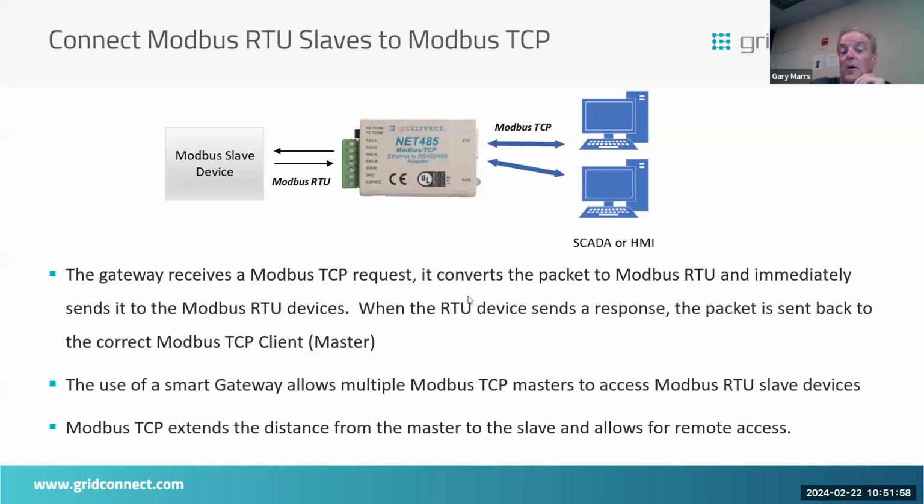This works in bridge mode, so a Modbus TCP client request would get immediately sent through the RTU network to the slave device, and then the client will wait for the response to come back.